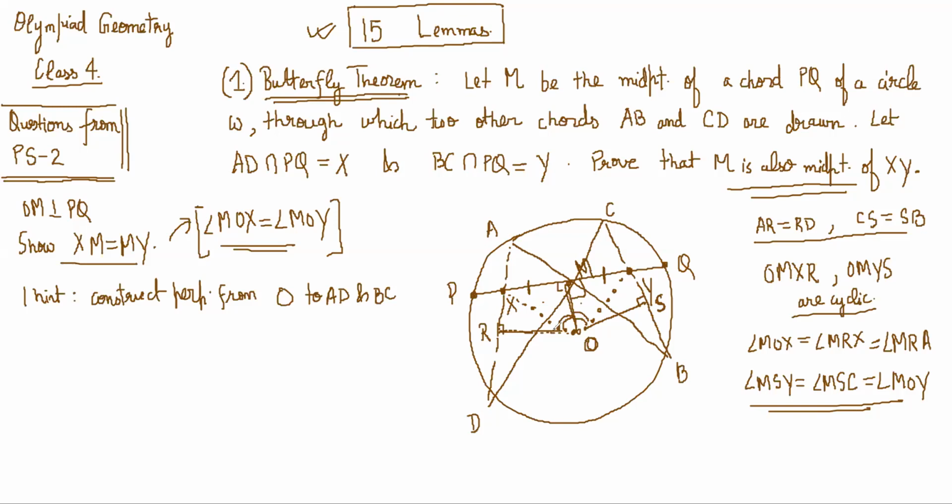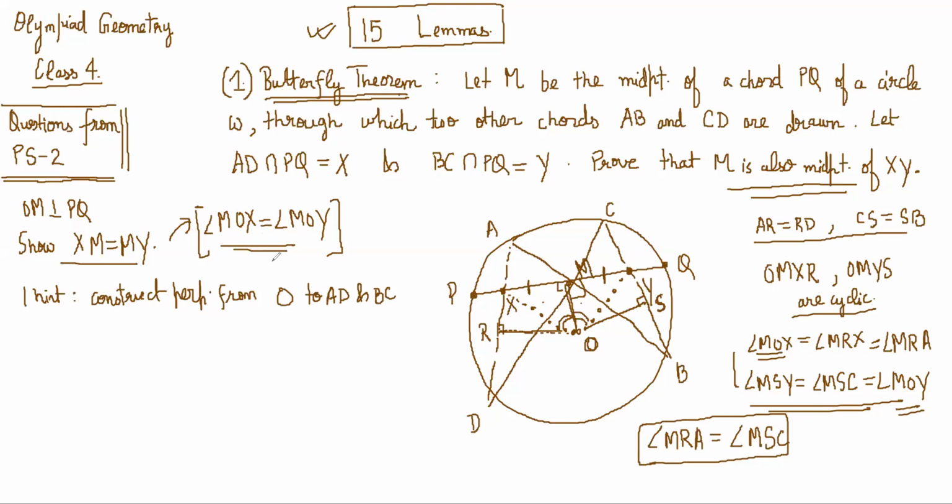So MRA is equal to MSC. If you can prove that, then you're done, right? Yes. So your target is now proving angle MRA is equal to angle MSC. If you can prove that, then your MOX and MOY become equal, right?